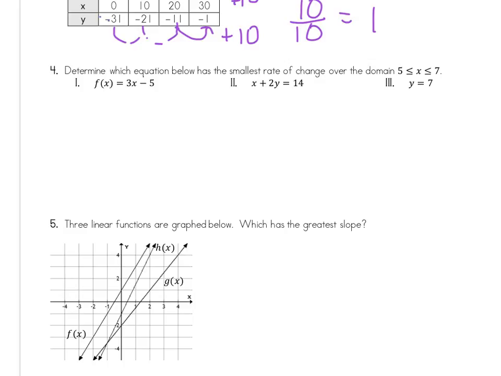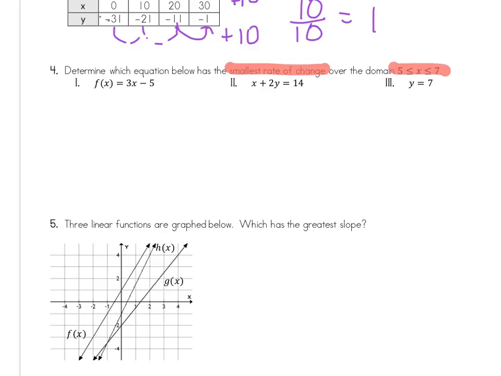All right, question number 4. We're now comparing the actual functions. And it says which equation has the smallest rate of change. Oops, I wanted to use my highlighter. The smallest rate of change, or the smallest slope, over this domain.